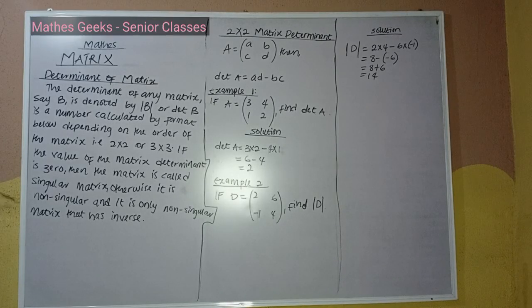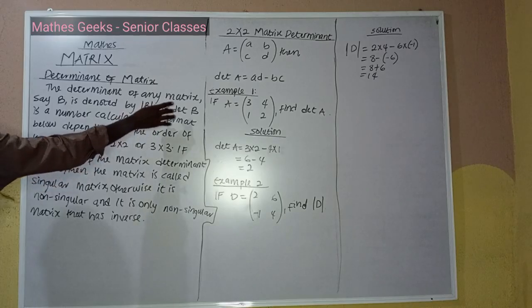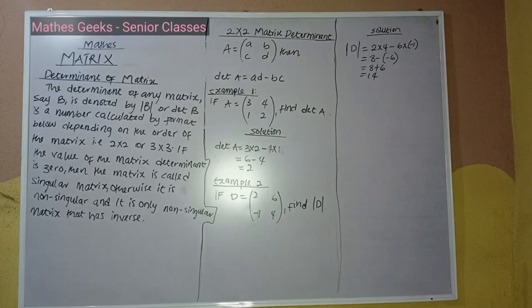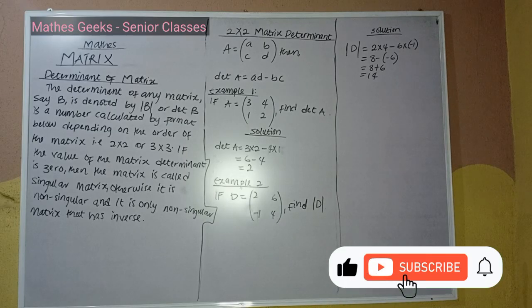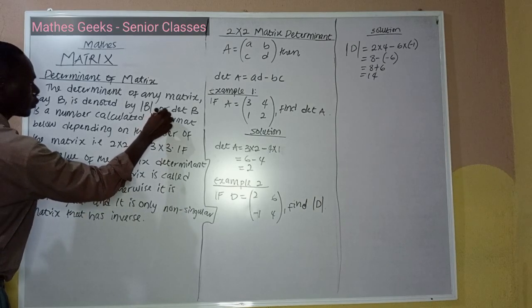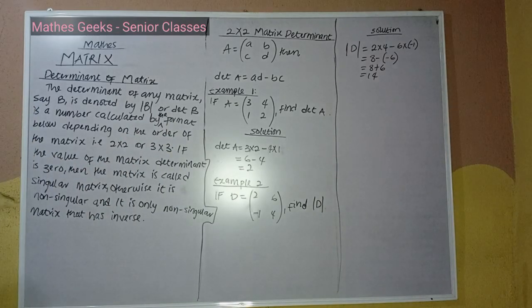The determinant of a matrix. In this video, we're going to look at determinants of matrices. The determinant of any matrix, say matrix B, is denoted by the symbol |B| or det B, where det is the short form of determinant. It's a number calculated by the format below, depending on the order of the matrix, that is 2 by 2 or 3 by 3.